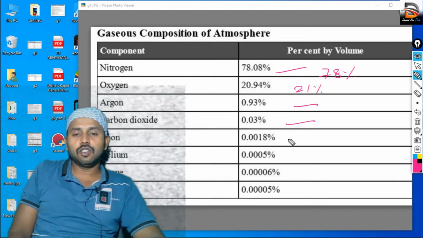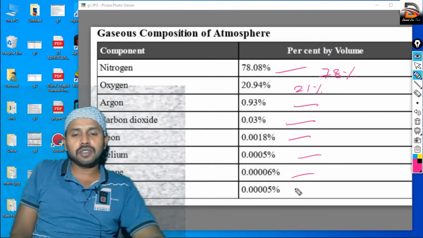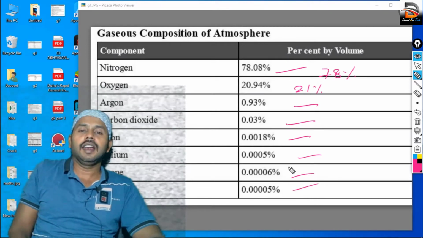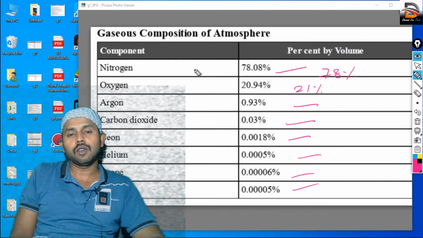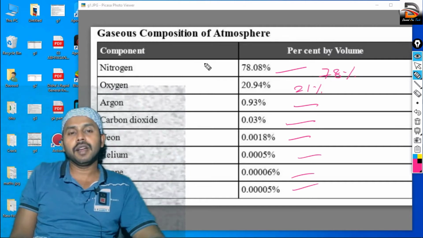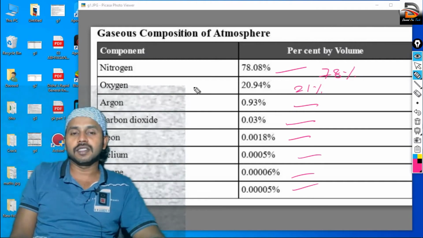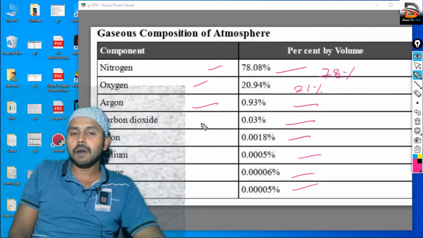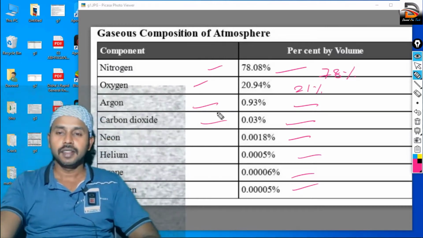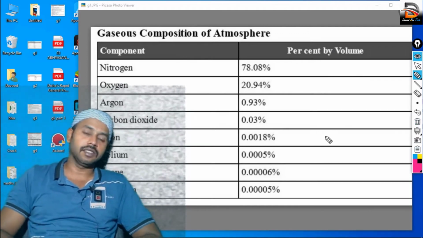Okay, next neon 0.0018%, helium 0.005%, ozone 0.0006%, hydrogen 0.0005%. In any competitive exam they ask, nitrogen occupies how much? That means 78%. The second place in the air is oxygen, that is 21%. These two are important, and argon is nearly 0.9% only, carbon dioxide 0.03% only. These are the composition of atmospheric gases. This is the first topic.